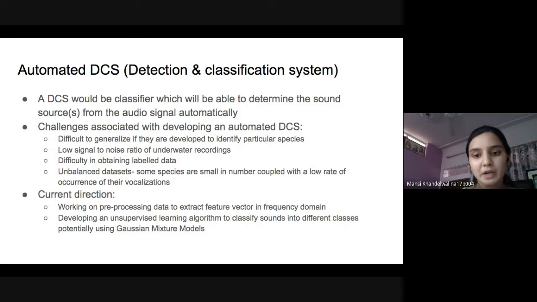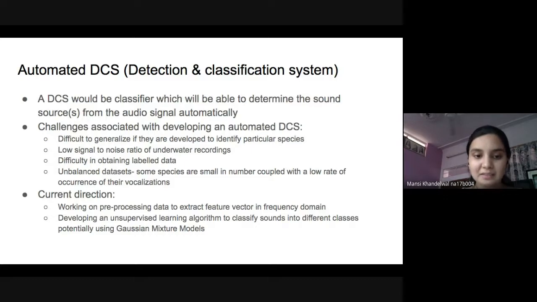But the only difficulty in producing this DCS would be, first, to figure out a way to generalize these classifications across different species. Till now, whatever studies have been conducted are very localized, for example on specific species or around specific geographies, and hence it's difficult to generalize such models to study global audio data. Second, there's a lot of noise produced when you're trying to record underwater sounds, and there's a low signal to noise ratio. So that's again a bottleneck when we're trying to pre-process the data to figure out which signal is of interest. Third, again, as I said, there's a difficulty in obtaining a labeled data set and figuring out what kinds of sounds are actually produced by fishes and which kinds of sounds are produced by abiotic sources.